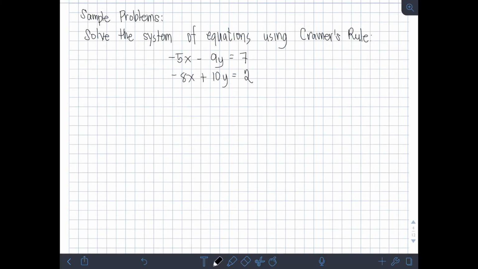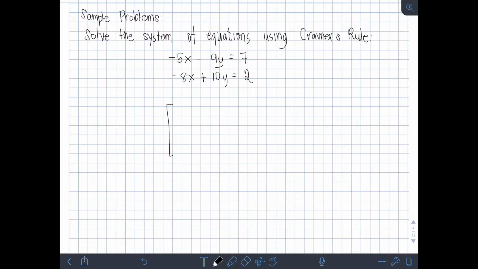Okay? Okay, so para ma-illustrate yung Cramer's rule formula ay mag-solve tayo ng example. So, we have solve the systems of equations using Cramer's rule. Negative 5x minus 9y equals 7. Negative 8x plus 10y equals 2. So, sulat muna natin in matrix form.